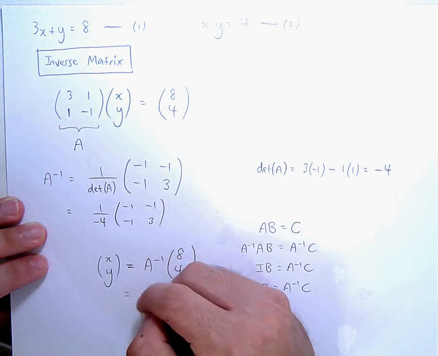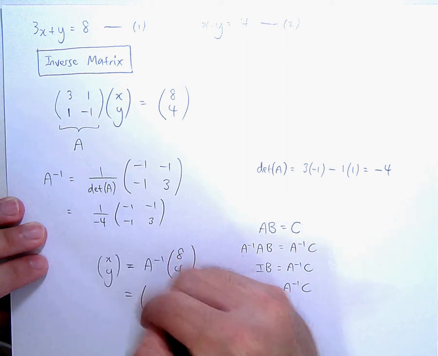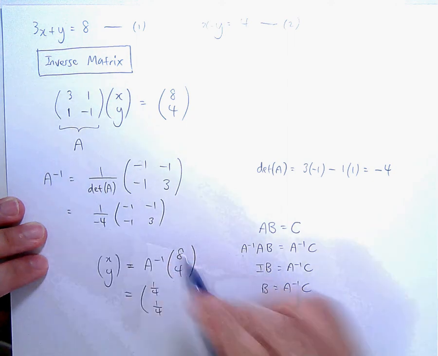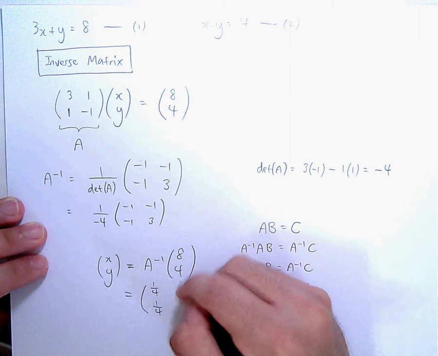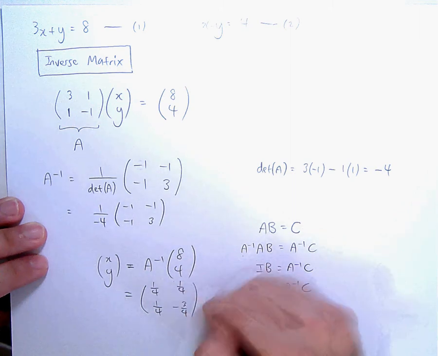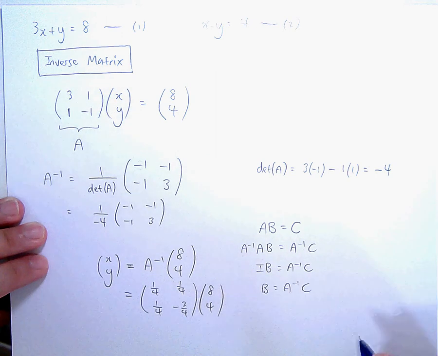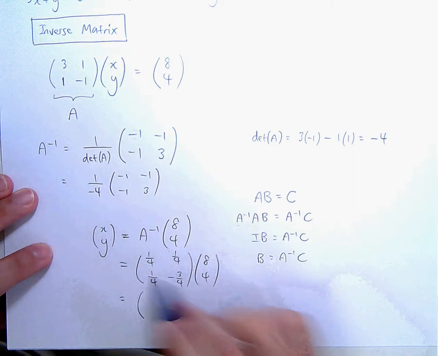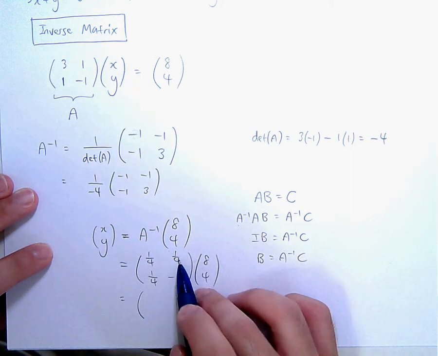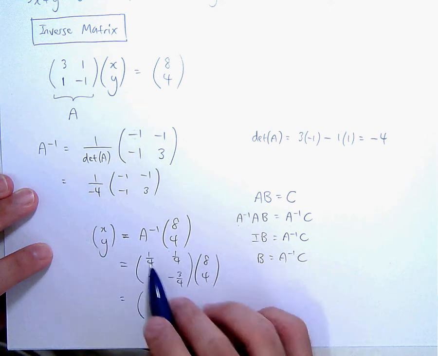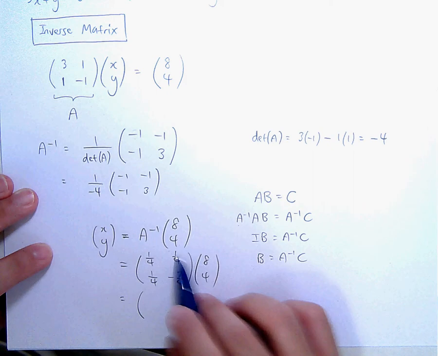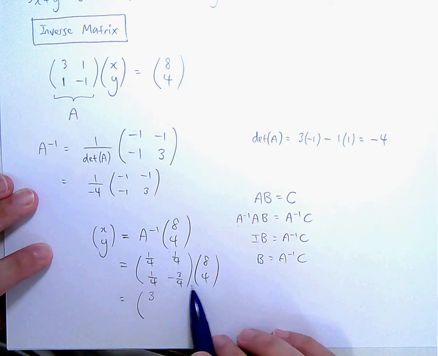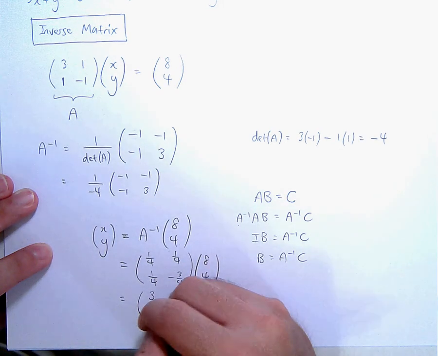So A inverse will be positive 1/4, 1/4, 1/4, and -3/4 times 8, 4. Maybe I just shift this up a little bit. So 1/4 times 8 plus 1/4 times 4 will give me my first entry. So 1/4 times 8 gives me 2. 2 plus 1 will give me 3. And 1/4 times 8 will give me 2 plus -3/4 times 4, and that will give me a -1.